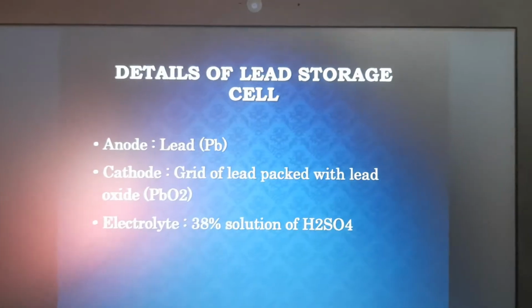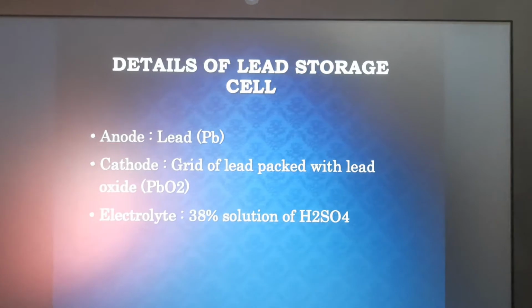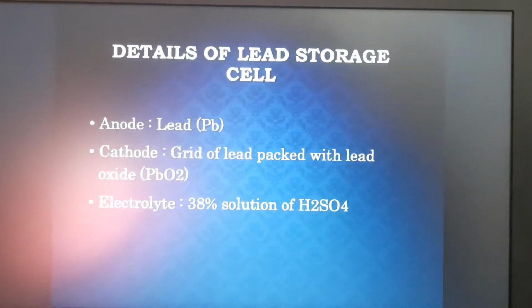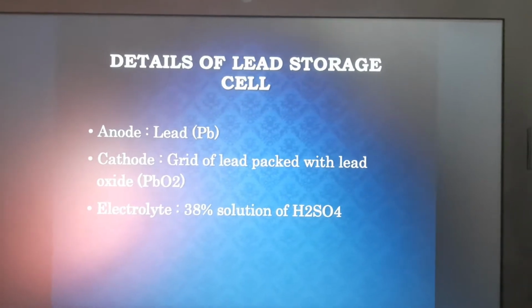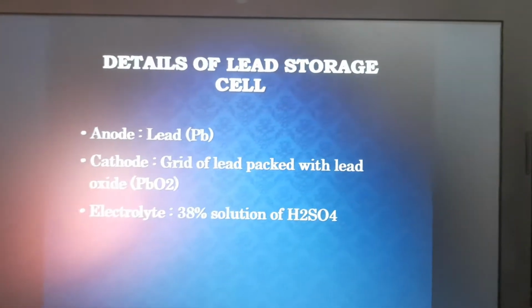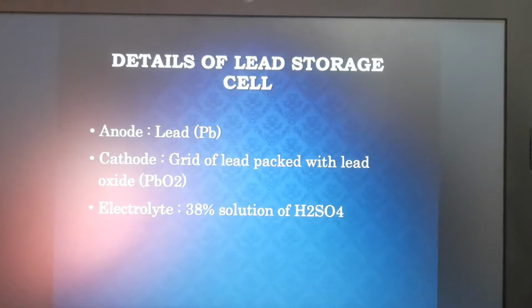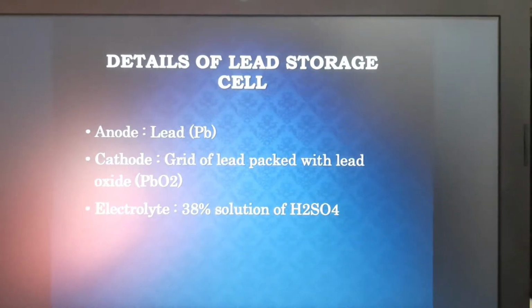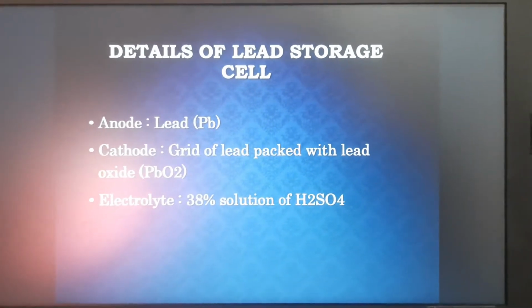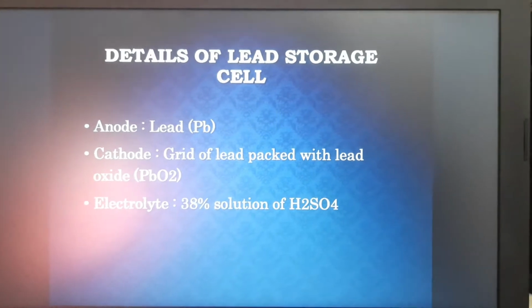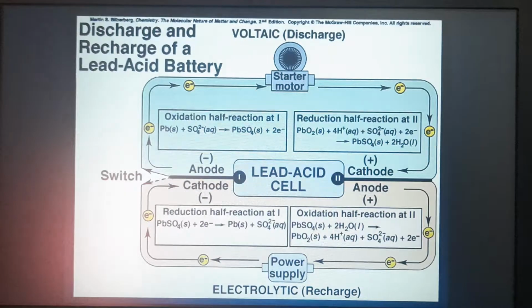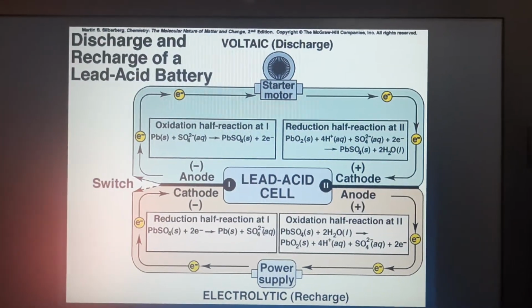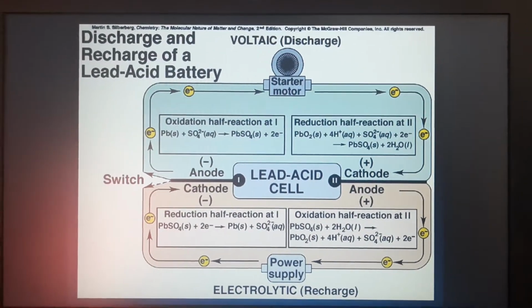The anode is made of lead, the cathode is made of lead oxide, and the electrolyte is a 38% solution of sulfuric acid. So these are the details of the lead storage cell. The anode is made of lead, the cathode is made of grade of lead with lead oxide, and the electrolyte is a 38% solution of sulfuric acid. And now, discharge and recharge of a lead acid battery. Let's look at the discharge process.